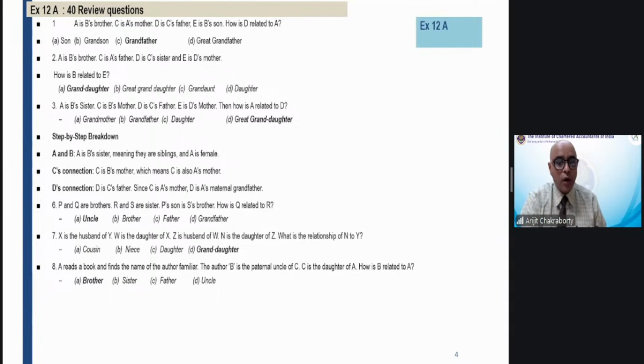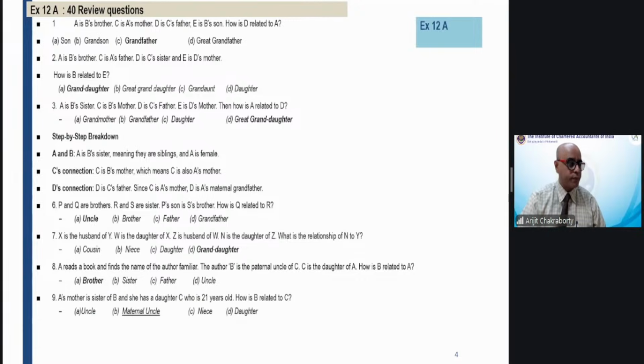The question is, how is B related to A? So we can see here in this example that, as I just mentioned, B and A are siblings, and since B is male, B is the brother of A. Right? I hope you followed it step by step. We are going slowly, explaining each of the steps, the principles involved, the reasoning which we are applying, and how we are arriving at the final answer.